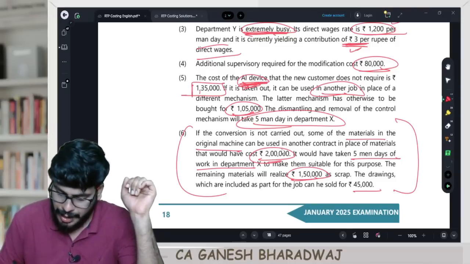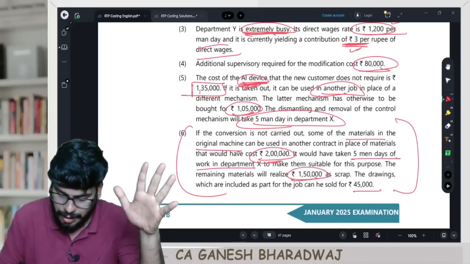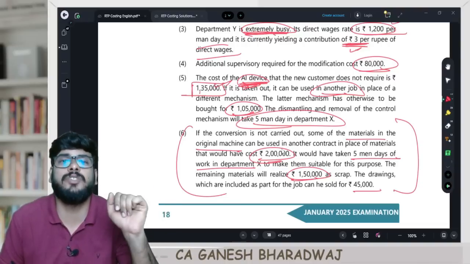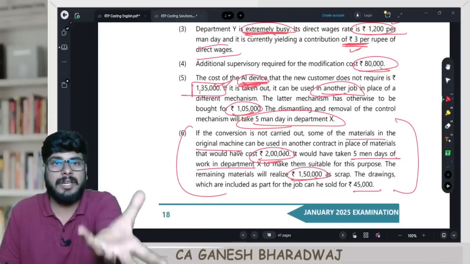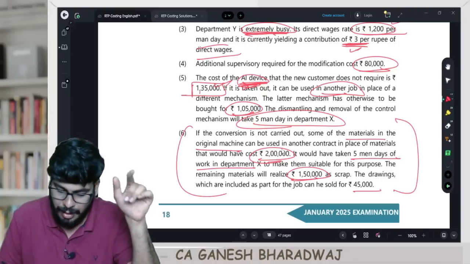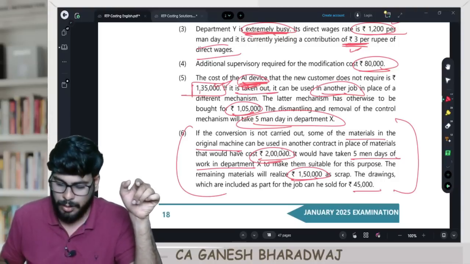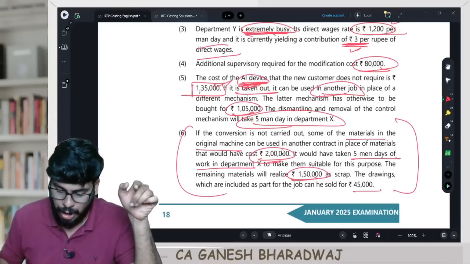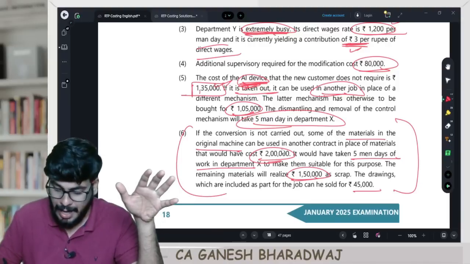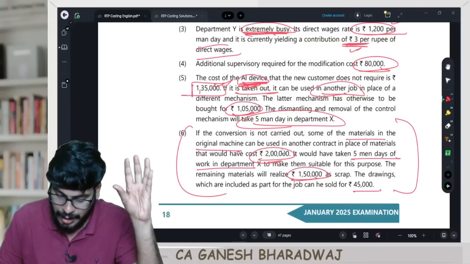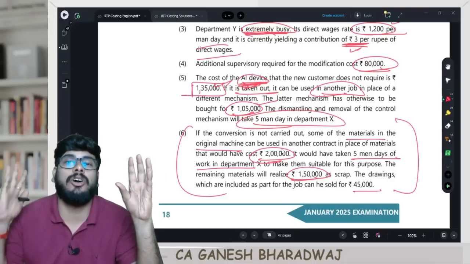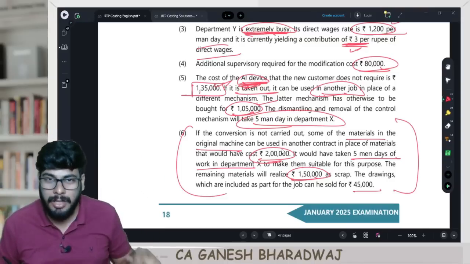The cost of AI device that the new customer does not require is 1,35,000, which means what? 1,35,000 is a cost that I have already incurred to manufacture this AI device. That is irrelevant. What they are saying: if it is taken out, it can be used in another job in place of a different mechanism. And that other job, whatever mechanism that it uses, it needs to be bought at a cost of how much? 1,05,000. So means what?